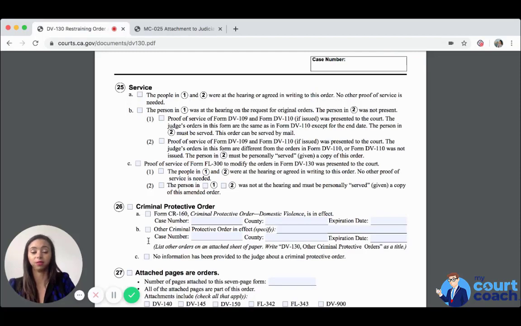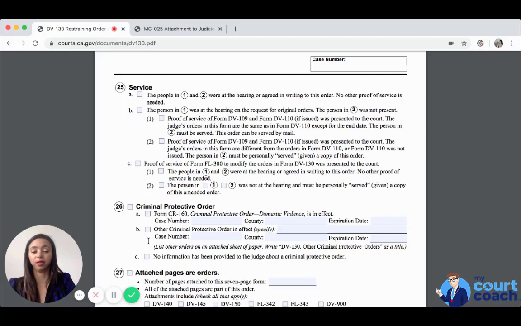So this just means that the court does have proof of service, that you did in fact serve the original restraining order on the other party, and that you are getting the same exact orders that are in your temporary restraining orders, and they're now going to be made into a permanent order, as you will find in this restraining order after hearing, and this order can be served by mail, so no need to personally serve it.